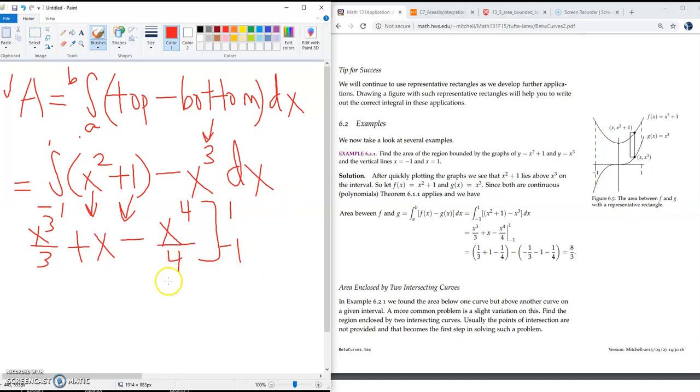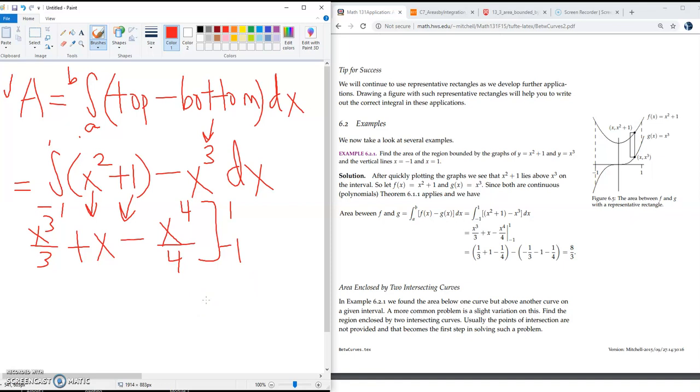Not going to show it to you here. You can see the setup here. You plug in 1 first everywhere you see an x, as illustrated here. Obligatory minus sign in between your substitutions. And then the second time around, you'll plug in -1 for each x. And then just simplify your fractions and your numbers, and you should get 8 over 3 for your area.